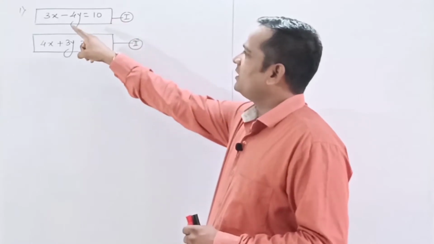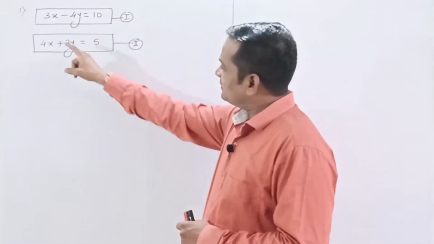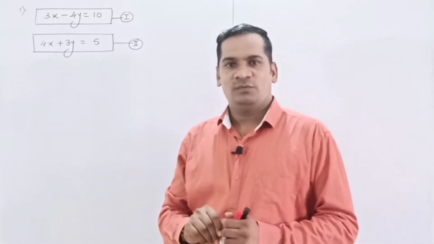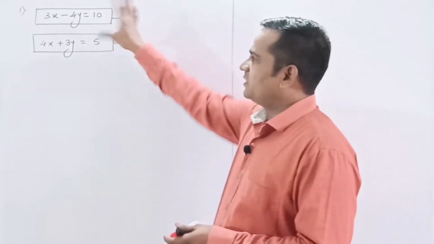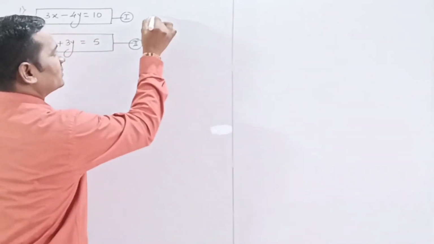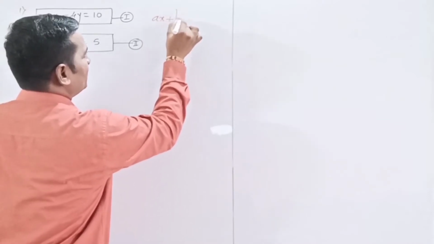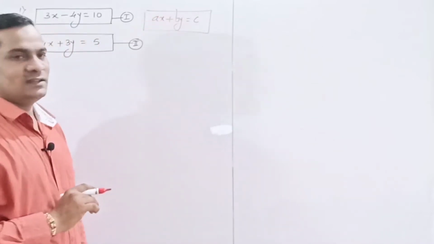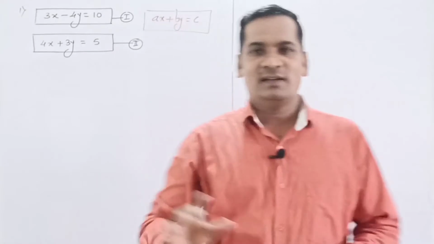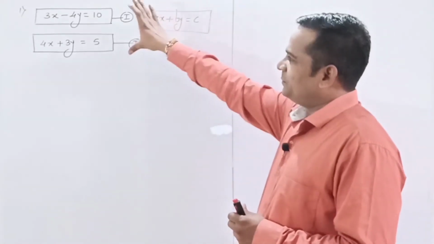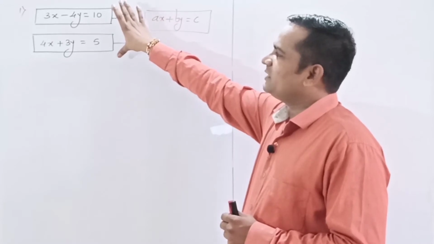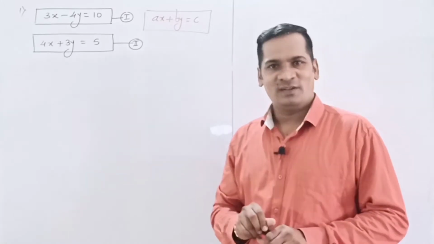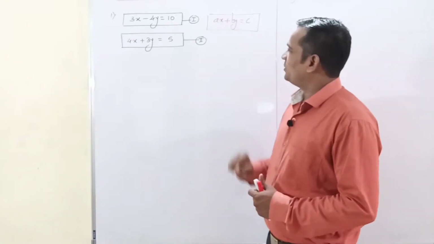Now look at both equations here. 3x minus 4y is equal to 10, and the second one is 4x plus 3y is equal to 5. Before starting with this example, you must know that every equation should be in this form, ax plus by is equal to c, the standard form of a linear equation in two variables. In this form we have to write the given simultaneous equations. In the first example, these two linear equations are already in the standard form, so there is no need to do anything. Okay, so let's start with the answer of this question.